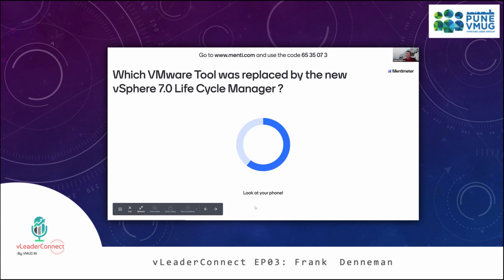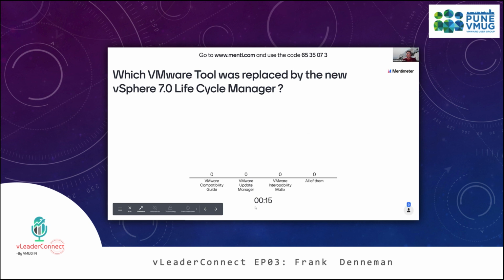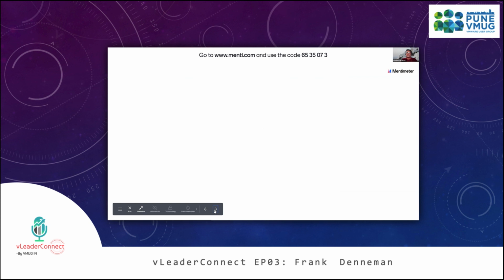Okay. Which of the VMware tools was replaced with the new vSphere 7 Lifecycle Manager? Again, go through the options. For all of you who've been following vSphere 7, I'm sure this would be the easiest question. Compatibility guide, update manager, interoperability matrix, or all of them. I guess the answer was update manager. Good. We've got majority of the folks actually getting it right. I'm happy. People are following vSphere 7 updates. Let's see if Kishore is still leading it.